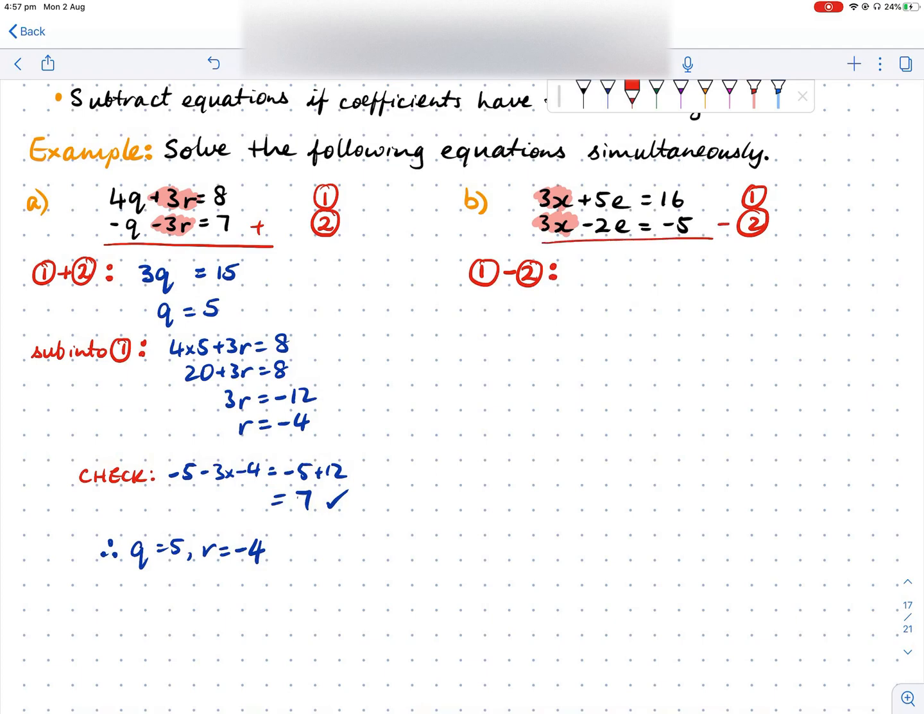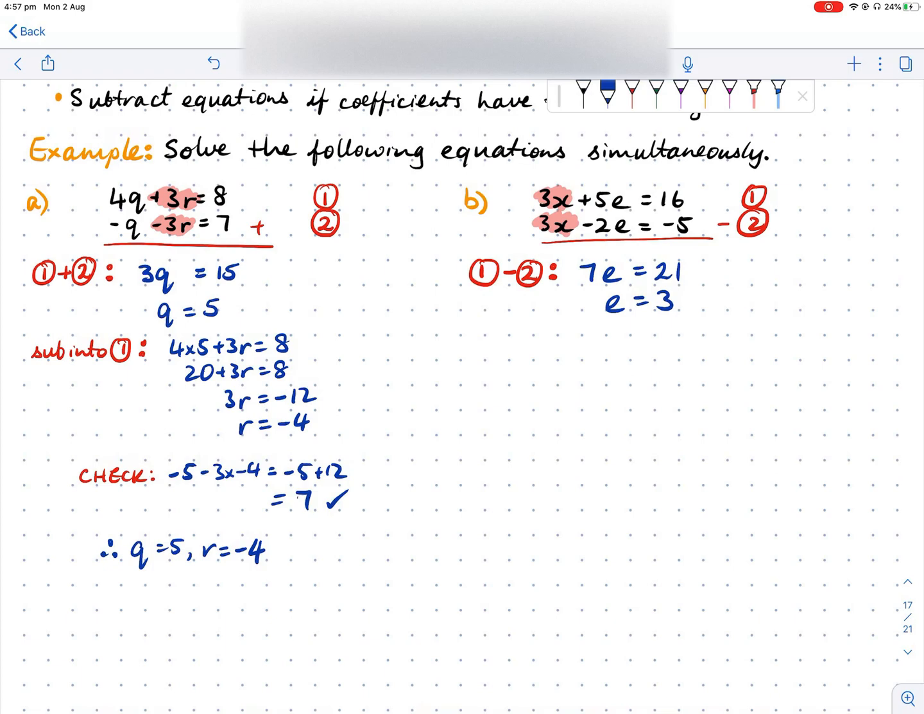So we can rule it off and put a minus there. So 3x minus 3x is equal to 0, so it disappears. We've got 5e minus negative 2. Two negatives make a positive, so that's 7e. And then we've got 16 minus negative 5, so it's 16 plus 5, which is 21. Then we can divide by 7, e is equal to 3.